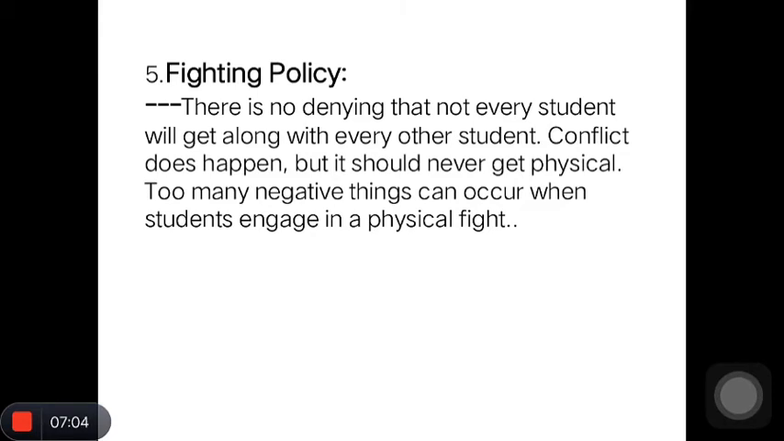There is no denying that not every student will get along with every other student. Conflicts happen, but they should never get physical. Too many negative things can occur when students engage in a physical fight. Okay, the fighting policy is important to our campus.